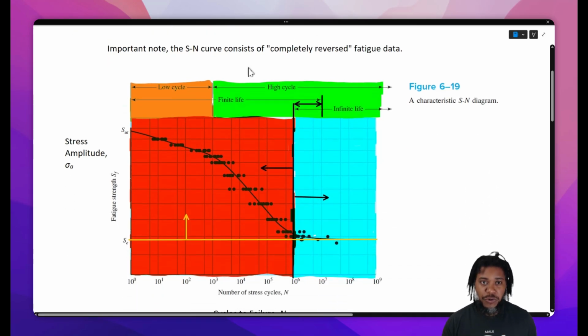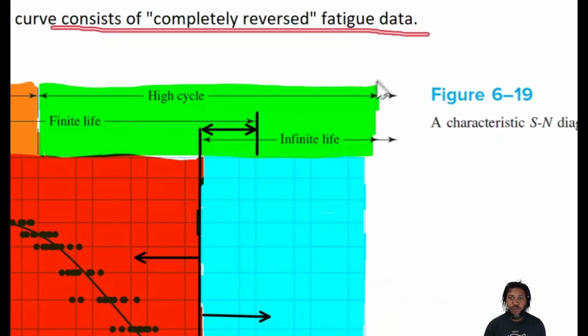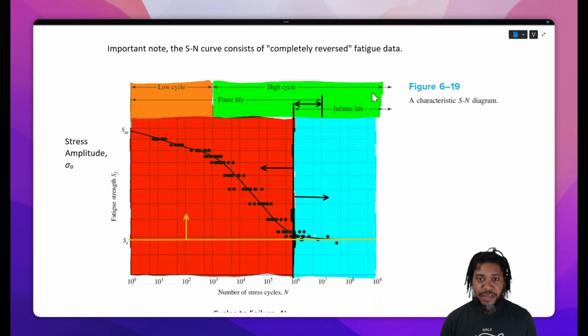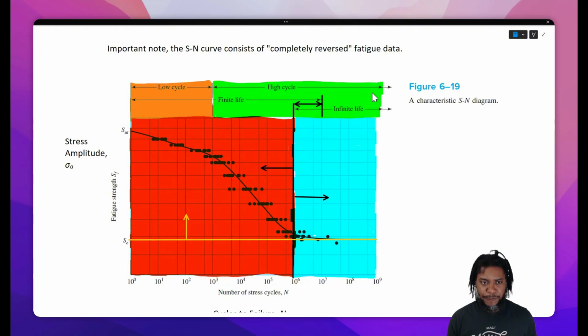Now, an important thing to note when we look at the stress life curve is that it consists of completely reversed fatigue data. That means these are tests where R is equal to -1. The maximum and the minimum stress are equal to each other and opposite. There's zero mean stress. We're going equal parts tension, equal parts compression.